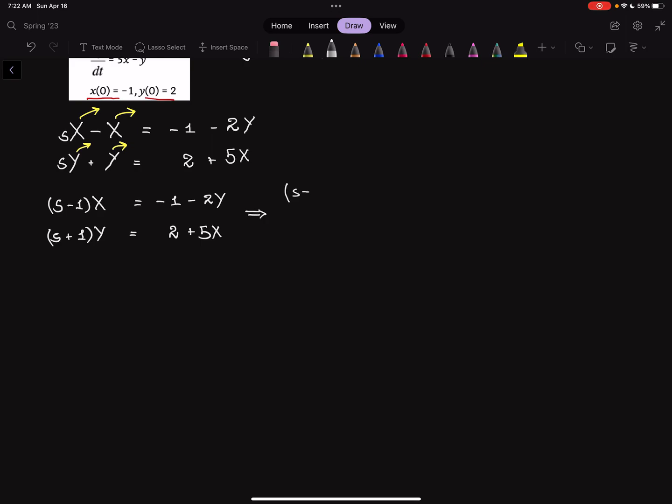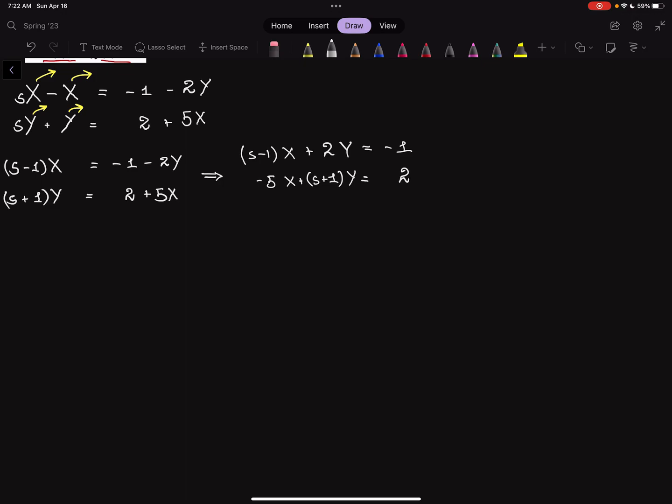So (s minus 1)X plus 2Y is equal to -1, and (s plus 1), well, no, let's write the x's under the x's, -5X plus (s plus 1)Y. All of that must be equal to 2.